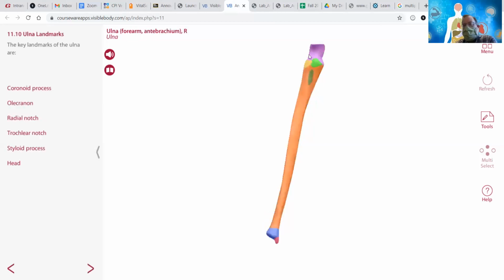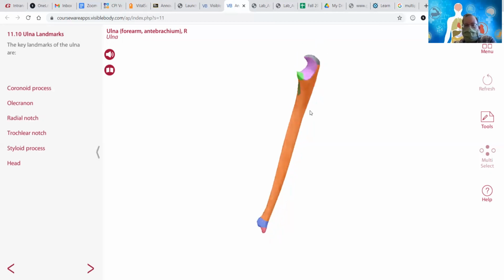All right, so the medial bone of the forearm is called the ulna. Now, really, there are several landmarks with the ulna.